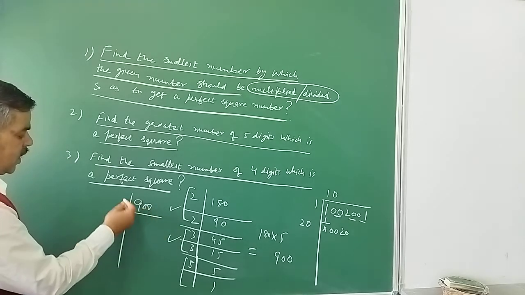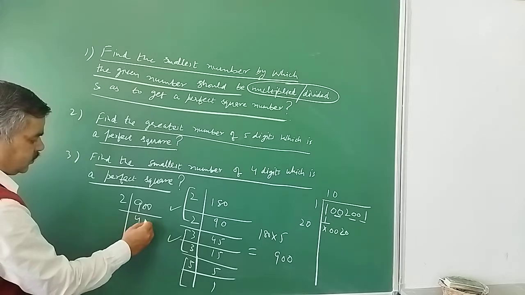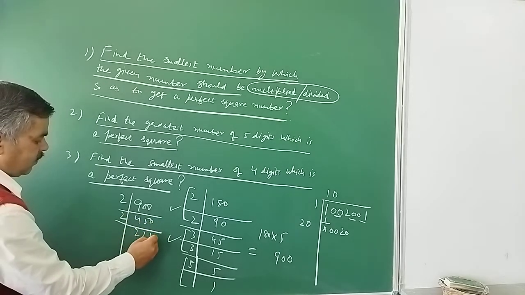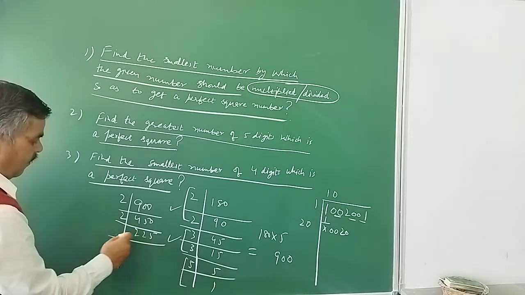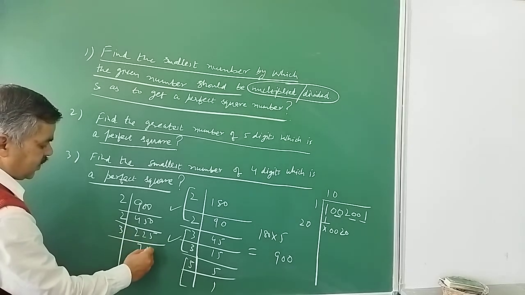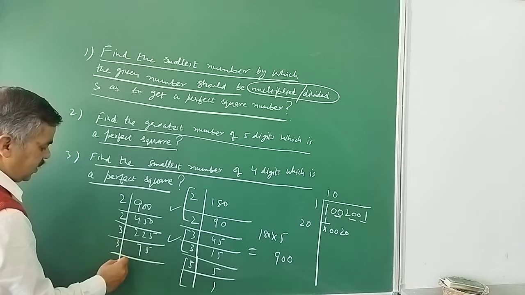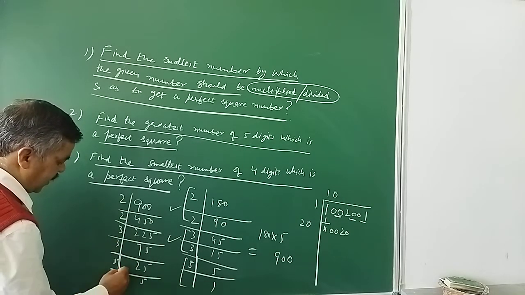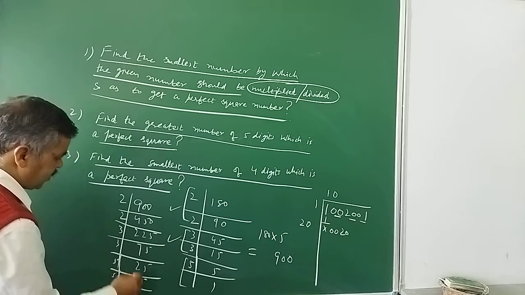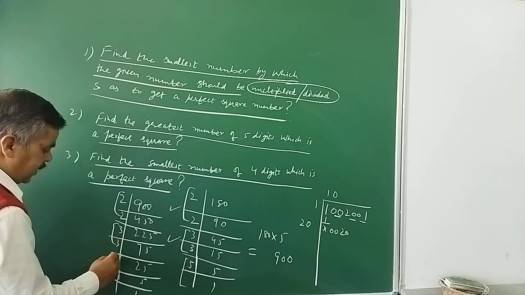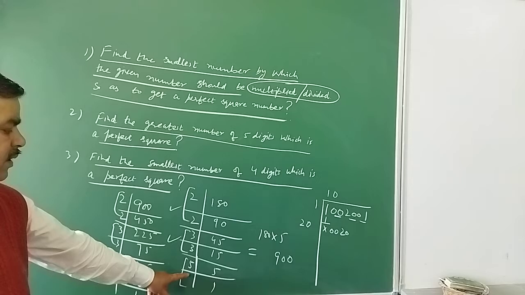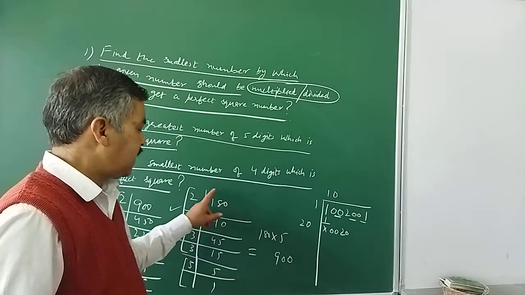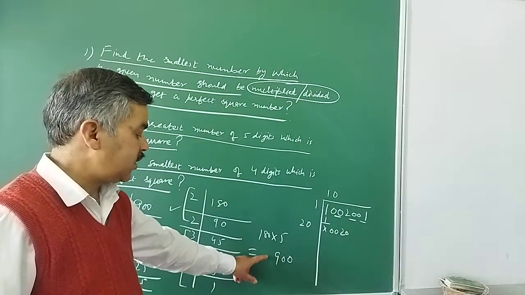If it is 900, you see what happens. Again, if you start with 2, 450. Again with 2, 225. Then 3 75s are 225, 3 25s are 75, 5 5s are 25, and 5 1s are 5. Now the pairs are completed. As soon as you multiply it by 5, it becomes 900. So 180 is not a perfect square, but 900 is a perfect square.